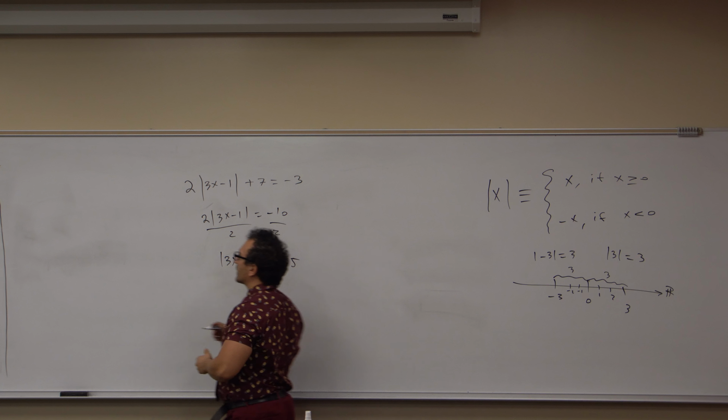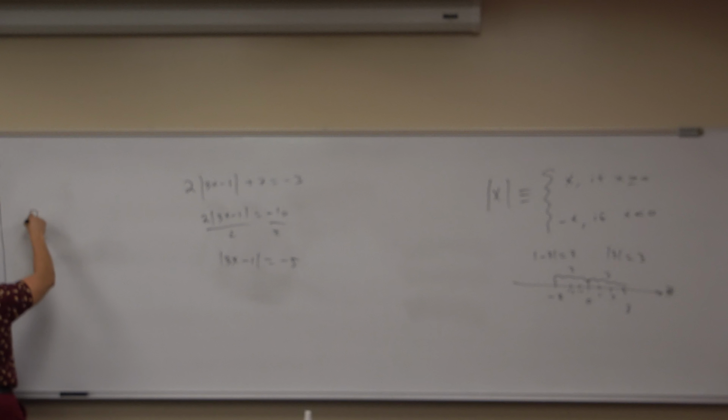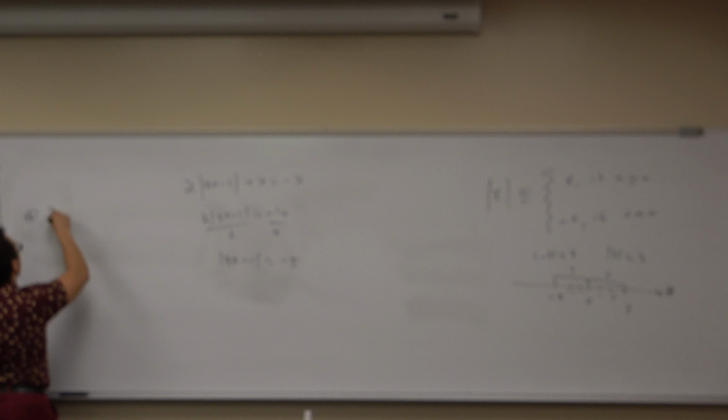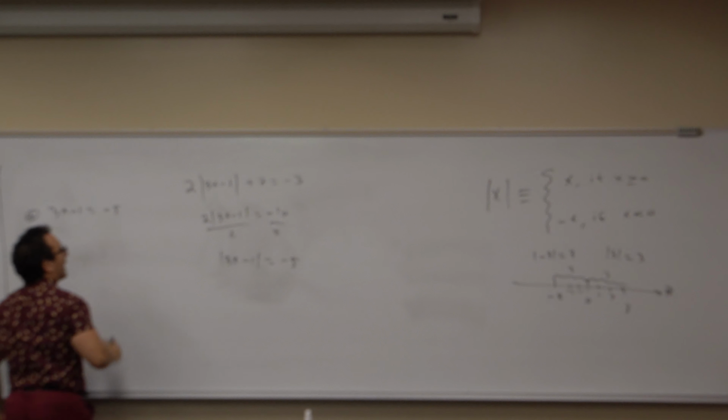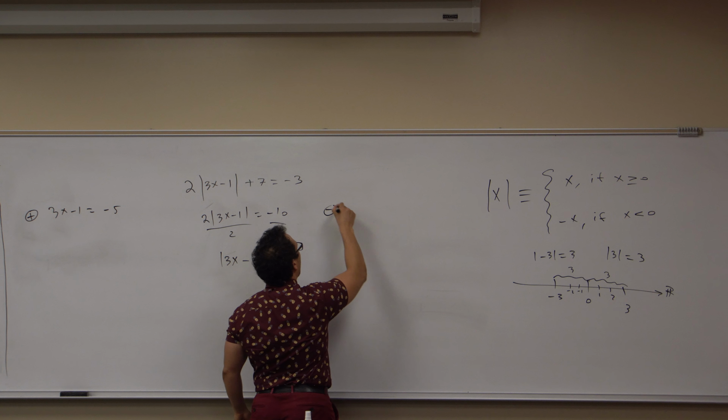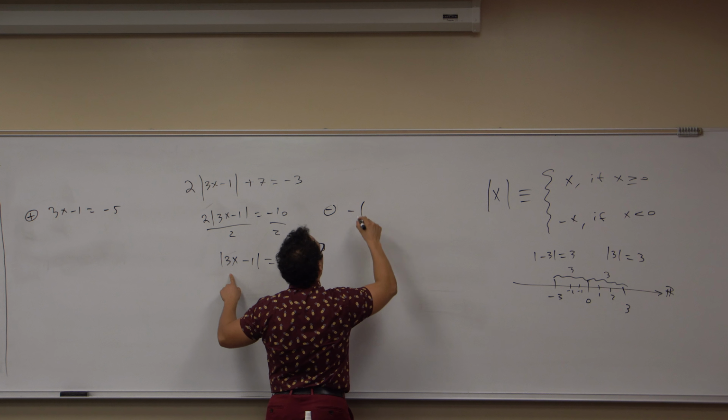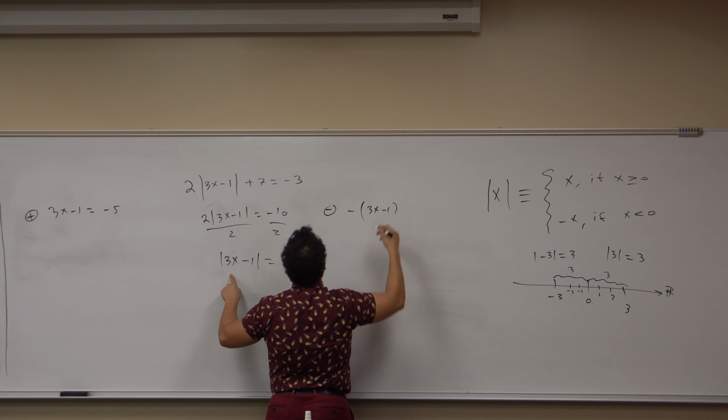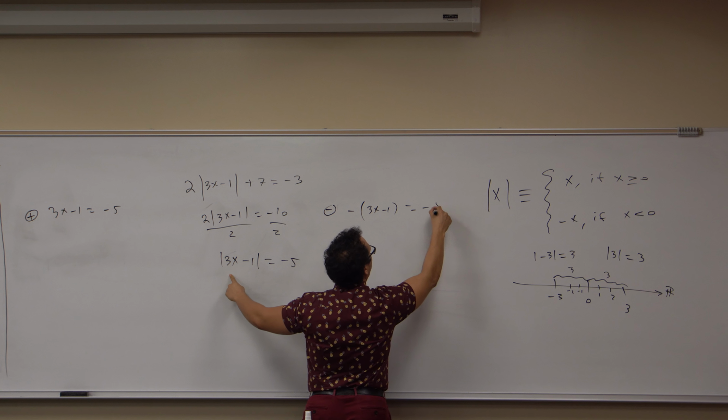In the positive case, I just get the 3x minus 1, which is what's inside the bars, is equal to negative 5. And in the negative case, I get the negative of that. Negative of all of 3x minus 1, put parentheses around it, is equal to negative 5.